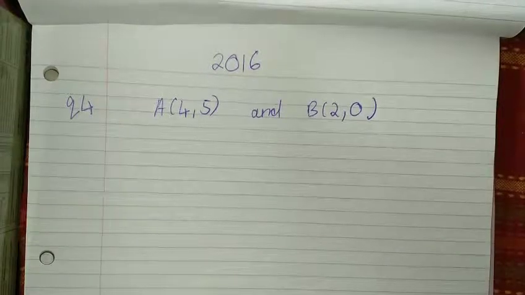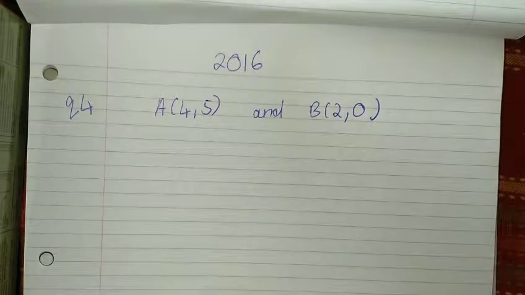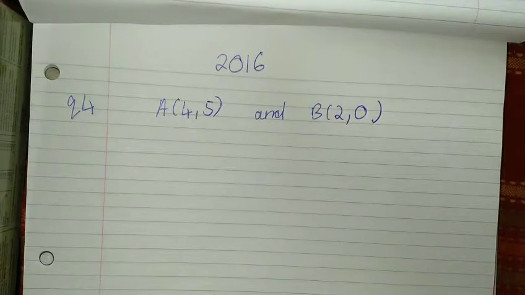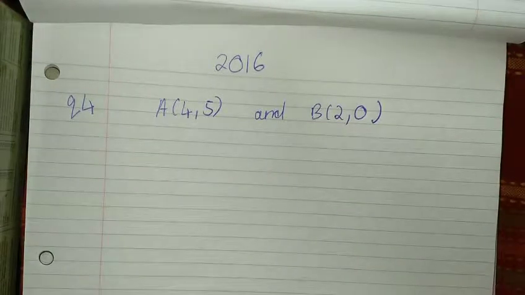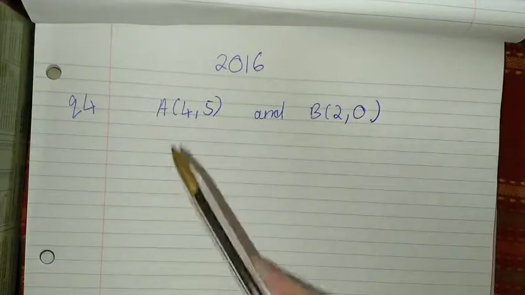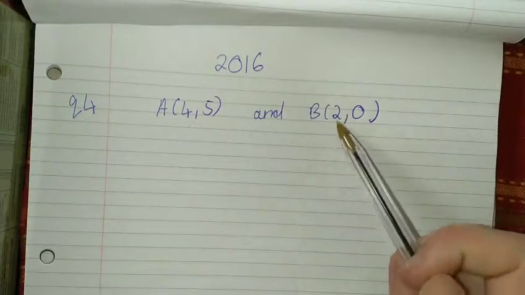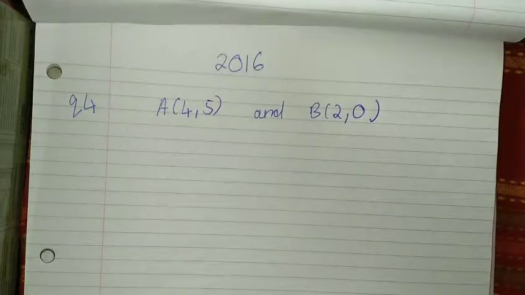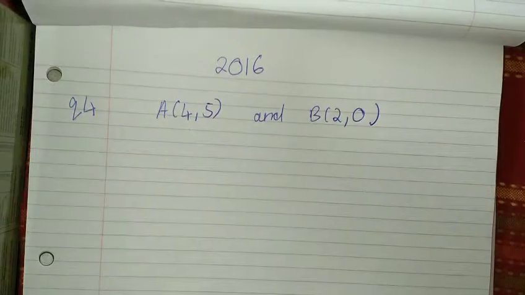So here we have the 2016, this is question 4, Leaving Cert Ordinary Level, and this is a question on coordinate geometry. It says the line L contains the point A, which is (4, 5), and B, which is (2, 0), and we are asked to find the equation of L. Give your answer in this format.